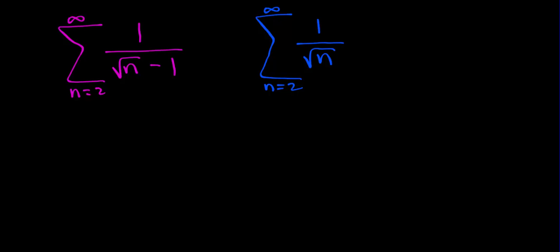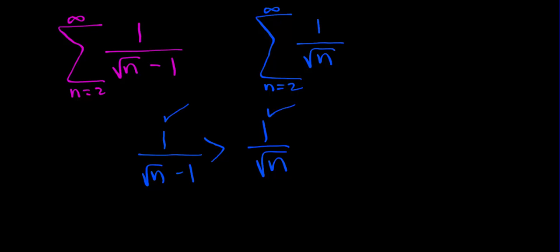Now, the question is, how do these terms compare? I've got 1 over the square root of n minus 1 and 1 over the square root of n. Now, notice that the square root of n minus 1 is less than the square root of n. So that tells me that this is bigger than this. See? So this one is bigger than this one because it's got a smaller denominator. And that's going to be true for all n.